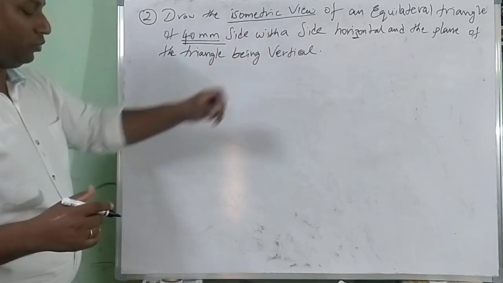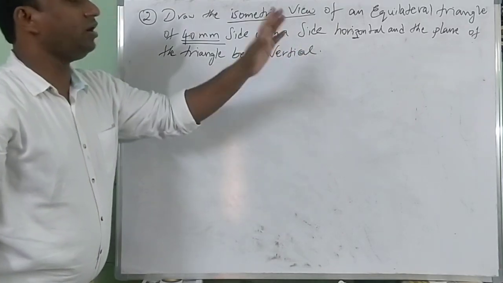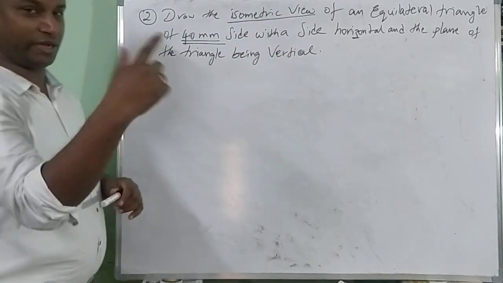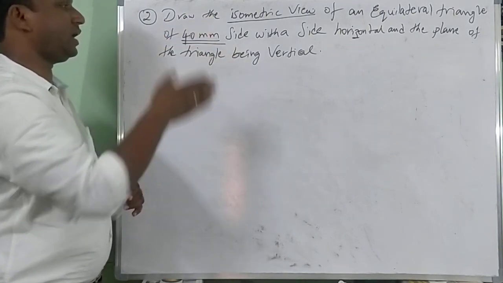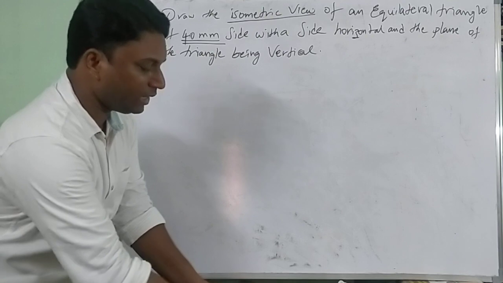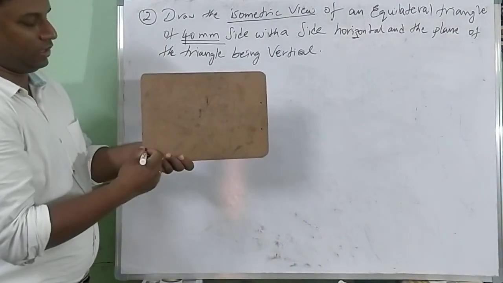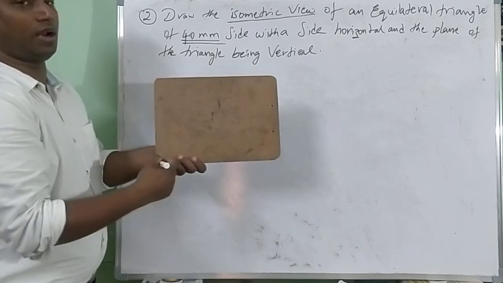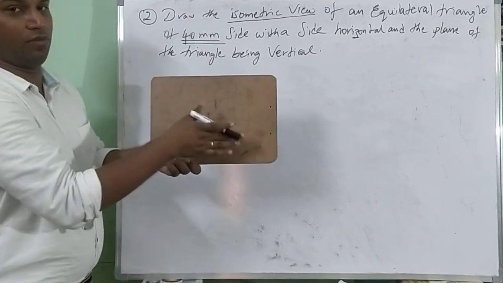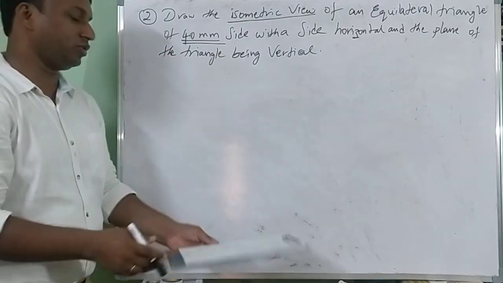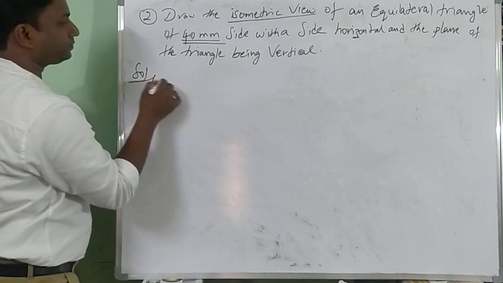But one more thing here with respect to its position. With a side horizontal, the triangle will have three sides. One side is horizontal, he is mentioning, and the plane of the triangle being vertical. The plane being vertical means if you draw a triangle, one side is horizontal and the plane is vertical towards you, parallel. That's what is mentioned here. Coming to the solution of this.